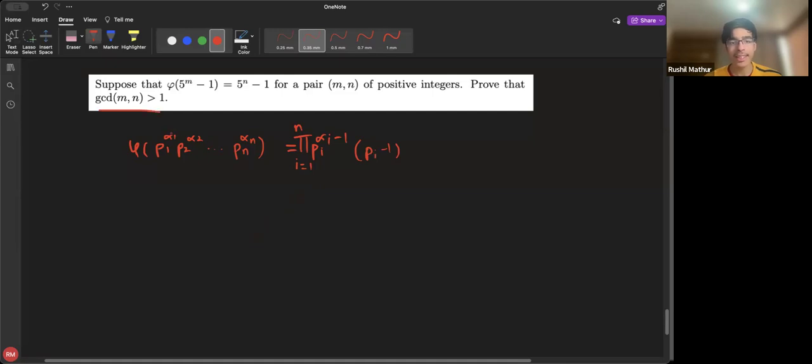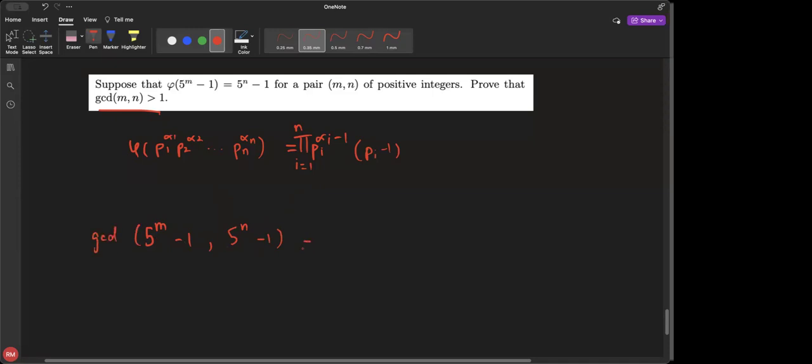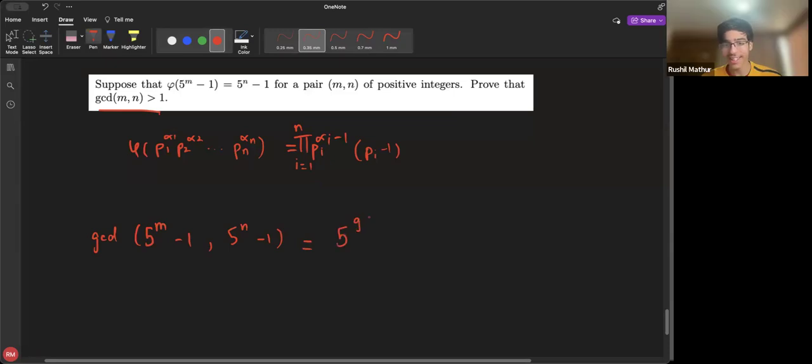So let's actually assume the GCD is 1. Does that tell you anything about the GCD of 5 to the m minus 1 and 5 to the n minus 1? 5 to the GCD of m and n, minus 1. Okay, that's actually a very nice thing, and this is something that turns out to be true in general.